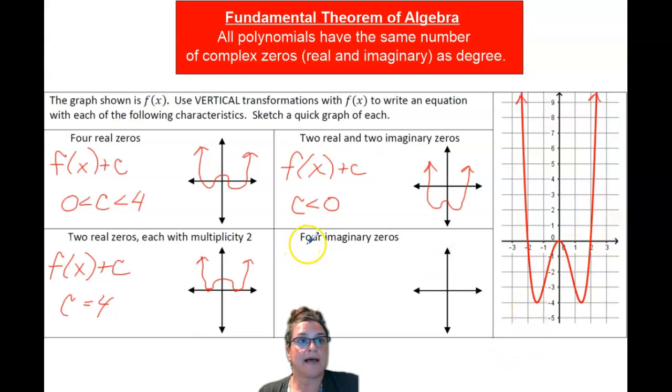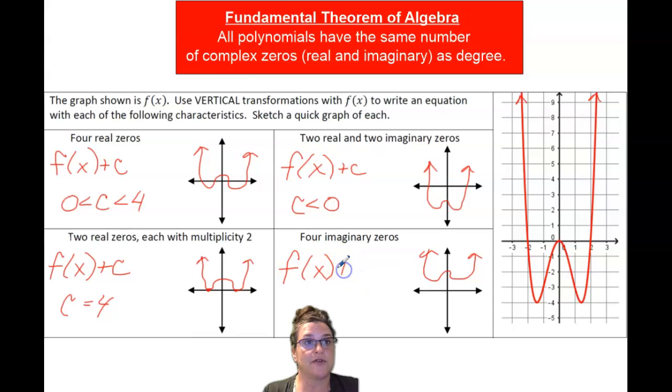Okay, last but not least, we want 4 imaginary zeros, and that means that no part of this function can touch the x-axis. So I would need the entire graph to be up above the x-axis to have 4 imaginary zeros, right? And I would still be adhering to the fundamental theorem of algebra. There'd just be no real zeros because it won't touch the axis, and all of our imaginary zeros would total 4. So that will happen by starting with my function f of x.